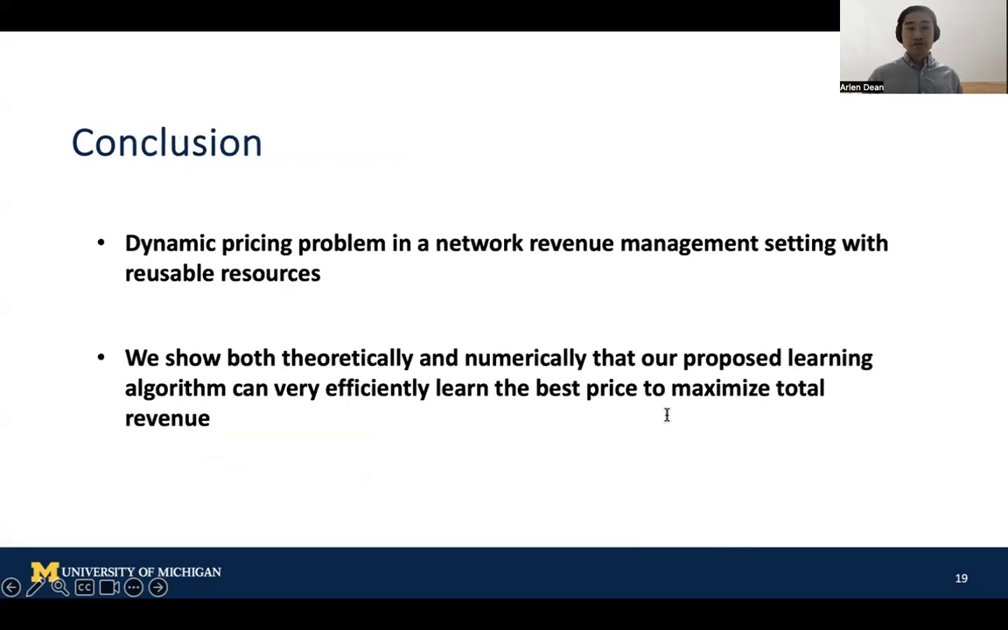In conclusion, we consider a dynamic pricing problem in a network revenue management setting with reusable resources, and we show both theoretically and numerically that our proposed learning algorithm can very efficiently learn the best price to maximize total revenue.